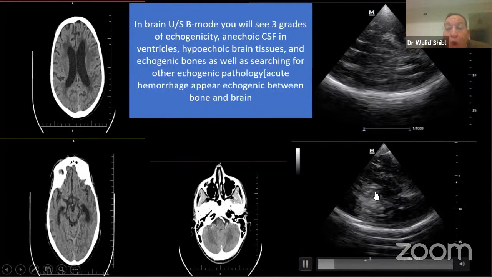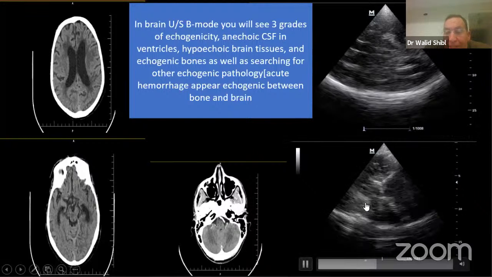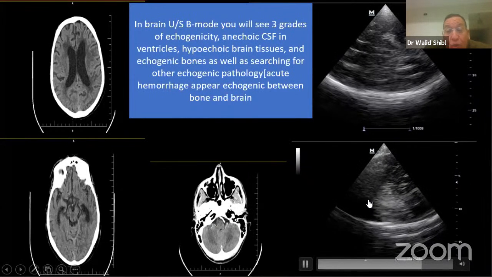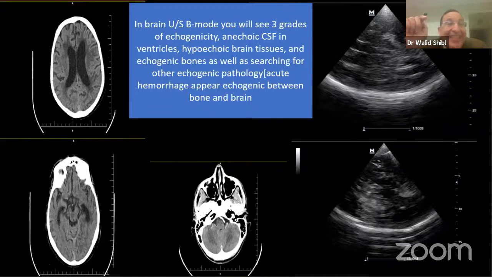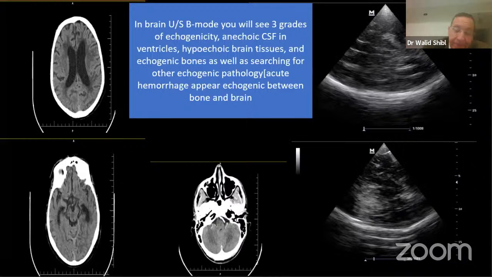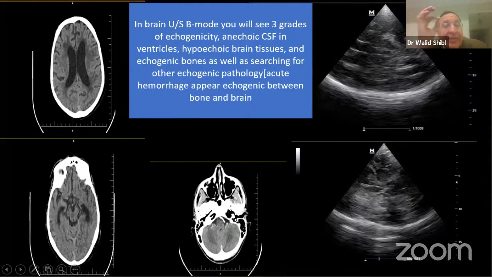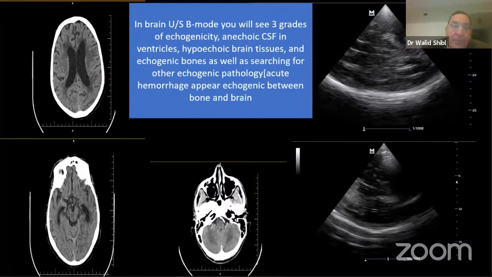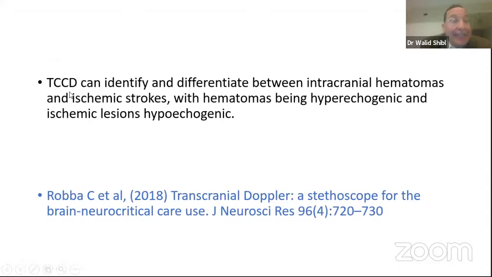But if you see abnormal echogenicity like that, this is abnormal echogenicity. It is less than bone, but probably more than brain tissue. This is hematoma. This is your target. You are searching for abnormal echogenicity other than the CSF, the brain tissue and the skull. Number 1, using brain ultrasound as B-mode, you are searching for abnormal echogenicity. TCCD brain ultrasound can identify and differentiate between intracranial hematomas and ischemic stroke, with hematomas being hyperechogenic, white, and ischemic lesions hypoechogenic.